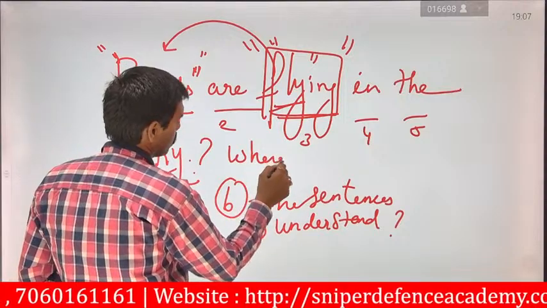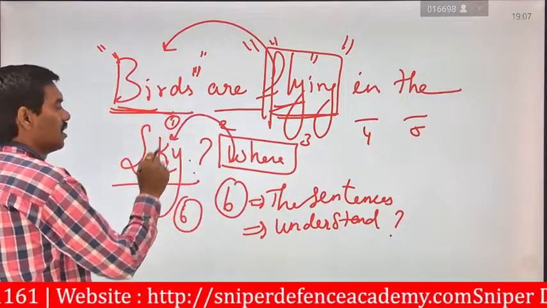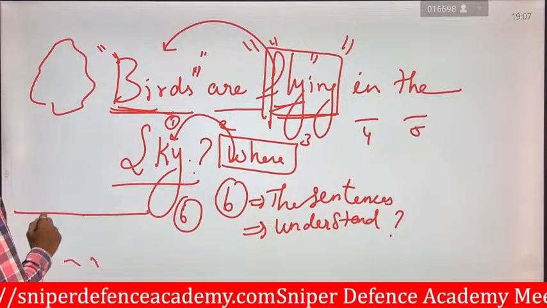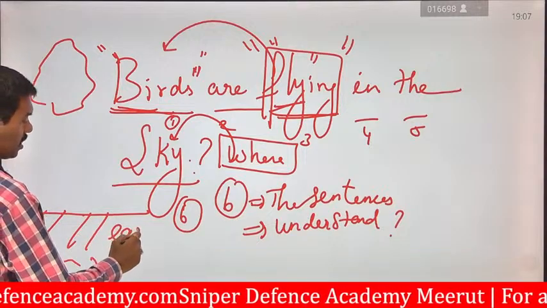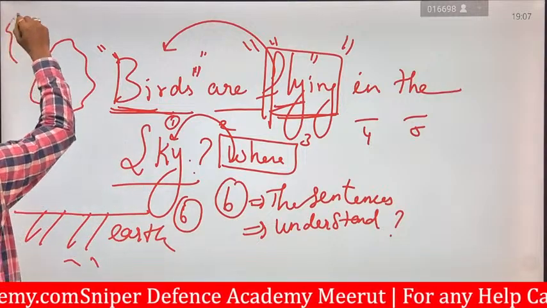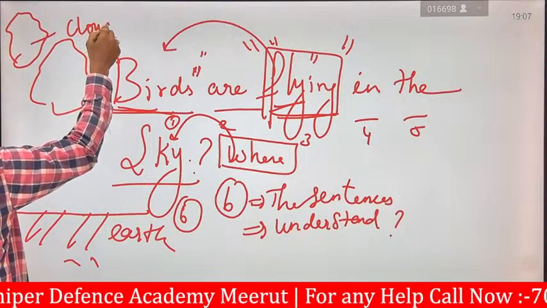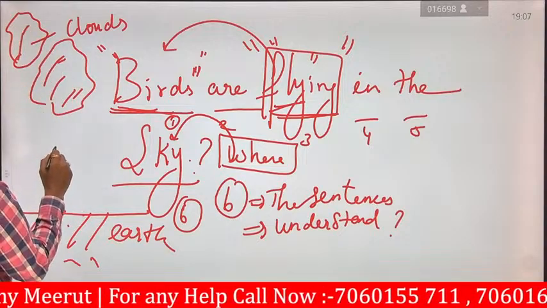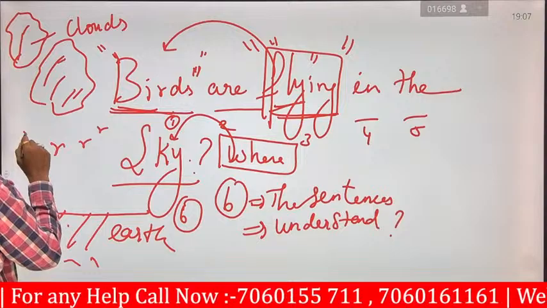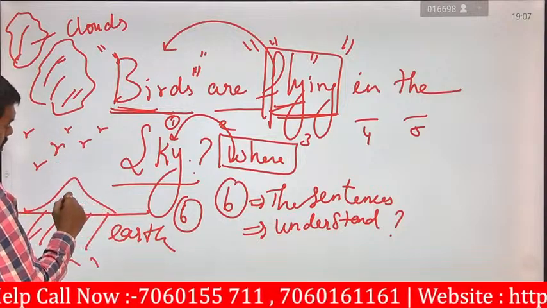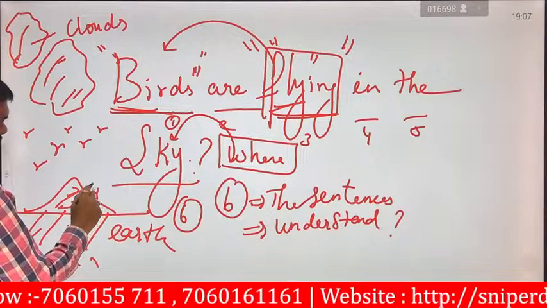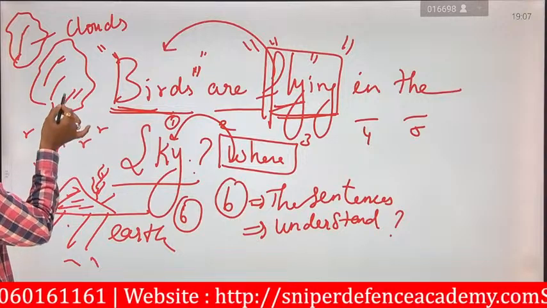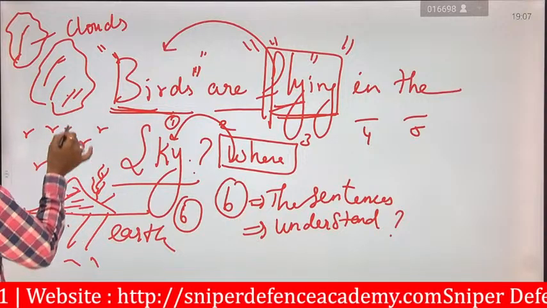So where is it flying? You should ask the question. It is flying in the sky, below the clouds. So this is the earth. This place will represent the earth. These shapes will represent the clouds. So in between the earth and the clouds, the birds will be flying. The bird's shape will be like this. This is the mountains, for example. Some trees are available. So some birds are flying in between the clouds and the mountain, or the clouds and the earth.